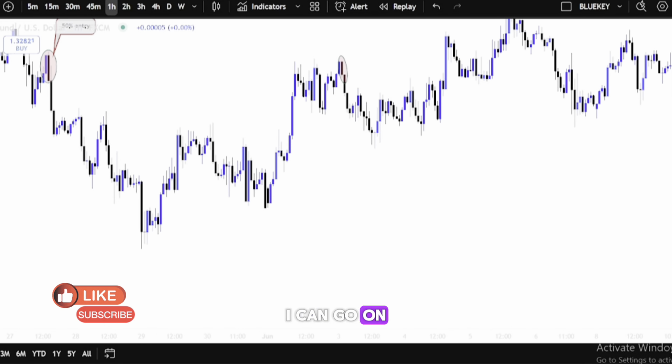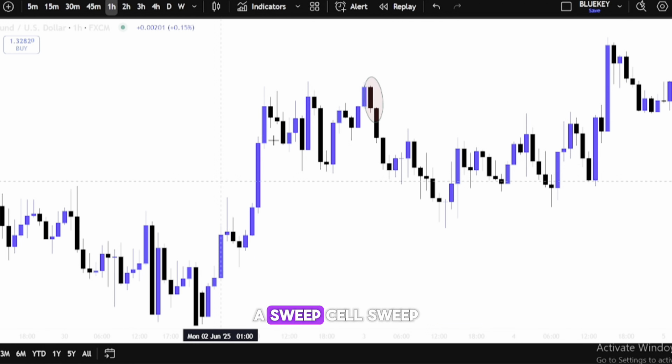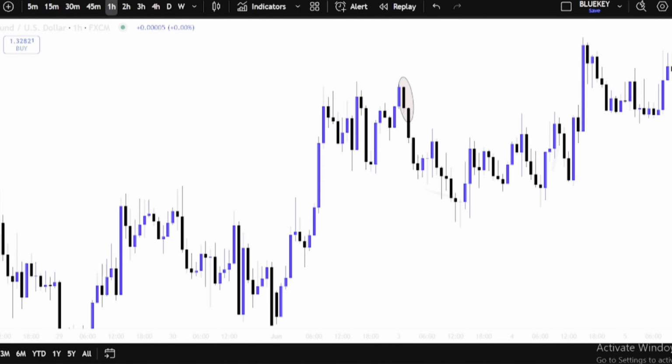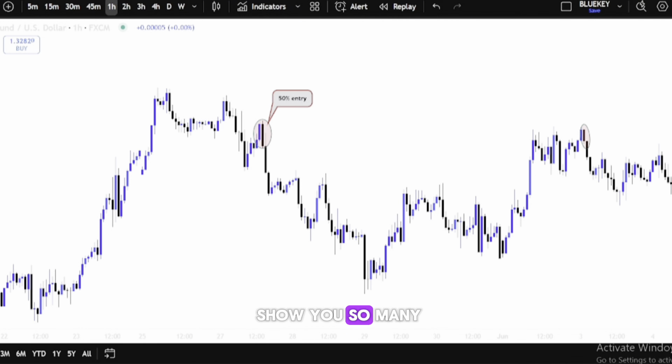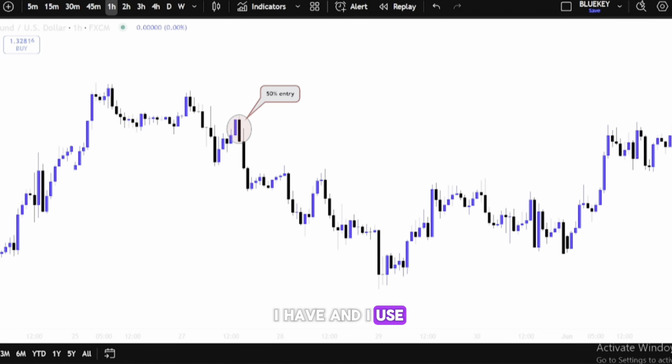Guys, I can go on and on. Look at another example right here, right? A sweep, sell sweep, tweezer, and a drop. I can literally show you so many examples, guys, because this particular entry model works like wildfire, right? Okay, so this is one of the best entry models that I have and I use.